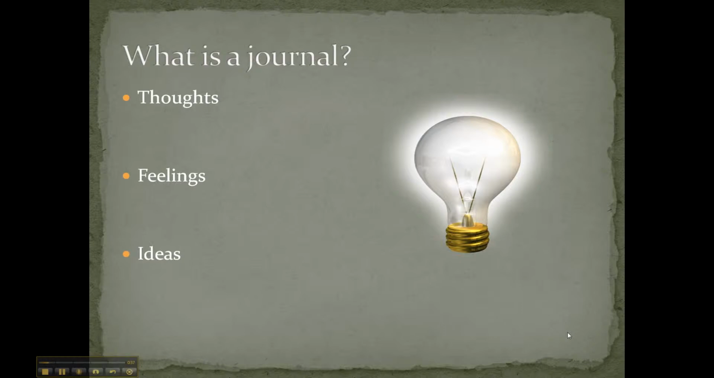So first of all, you might want to think about just exactly what a journal is. Another way of thinking about a journal would be as a diary, but very simply, a journal is just a place where you can write down your thoughts and feelings and ideas about different topics or things that have happened during the day or during the week.